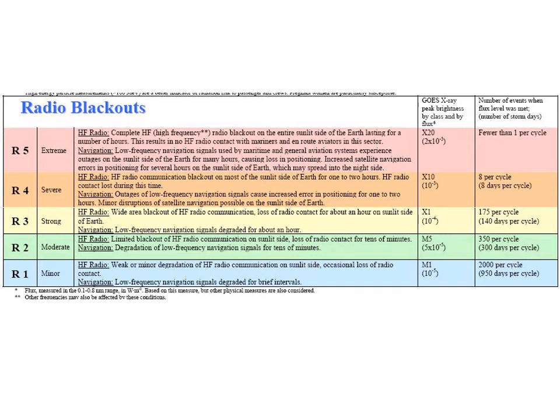Radio blackouts, R1 to R5. R5 creates substantial interference that can last for hours of radio blackout. During a radio blackout a bunch of years ago, navigation systems were offline, so again, this is a big deal.